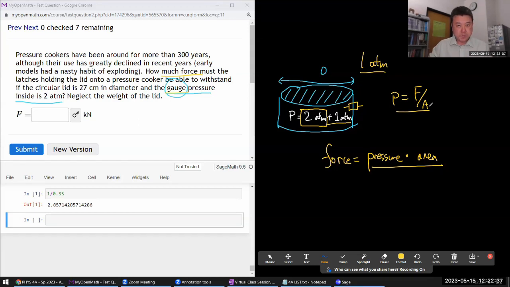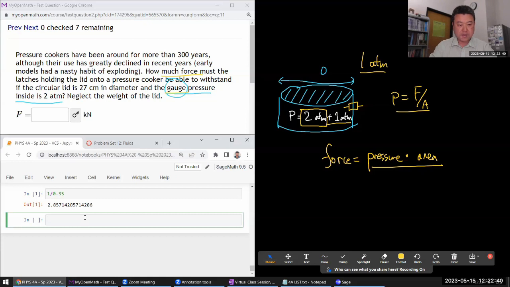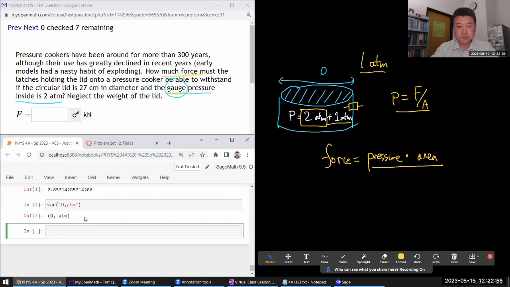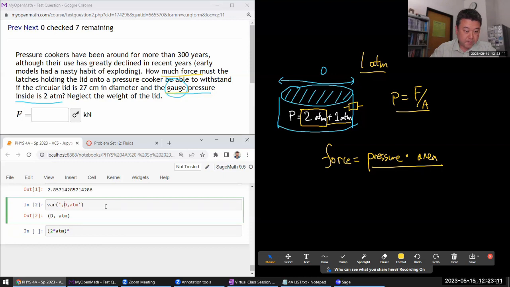I'm going to define D as a symbol. And let me define atmosphere as a symbol. This is a way you can treat units somehow. And yeah, I think that'll work fine. So with those, the expression is force equal to pressure times area. Well, the pressure would be 2 atmosphere times, now for area, I need an expression for that. Oh, in fact, let me define one more symbol, radius r. So the area of a circular cross-section would be pi times r squared.